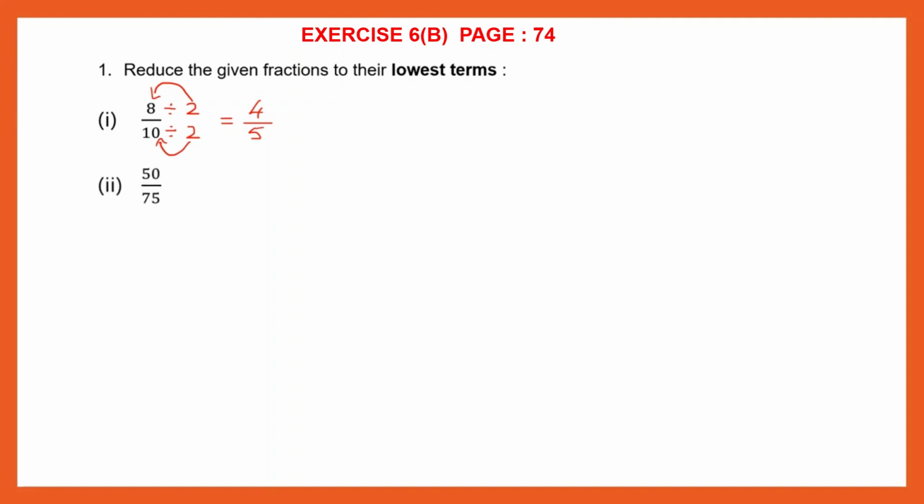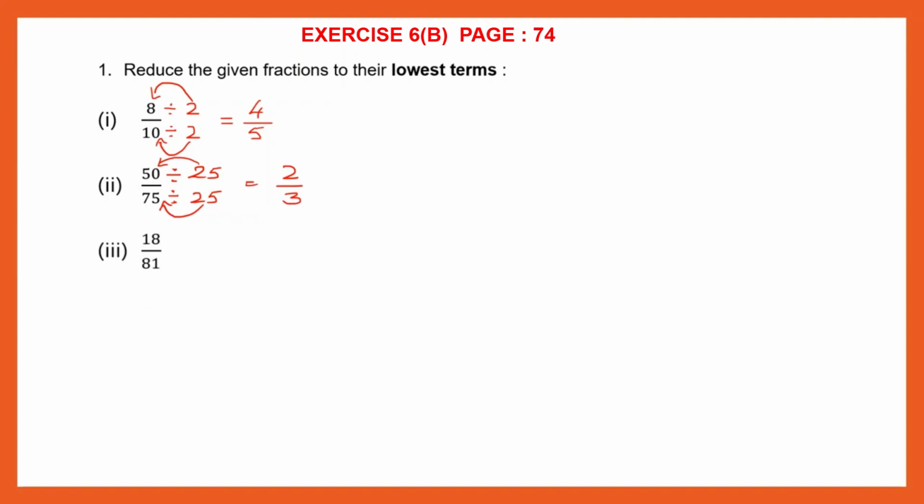Question 2. Let's divide 50 and 75 by a common factor, a number that can divide both these numbers. The number 5 can divide both these, 50 and 75. It can divide both these numbers, but let's think of a bigger number. What about 25? 25 can divide 50 and 75. Okay, now 25 into 2 will give us 50 and 25 into 3 will give us 75. So our lowest term is 2 by 3.